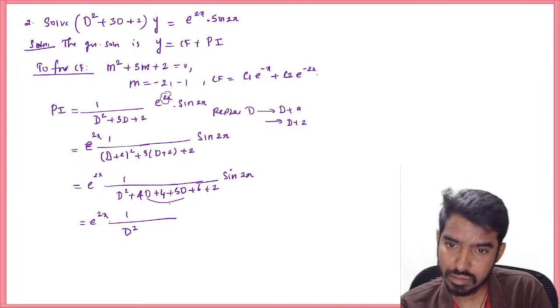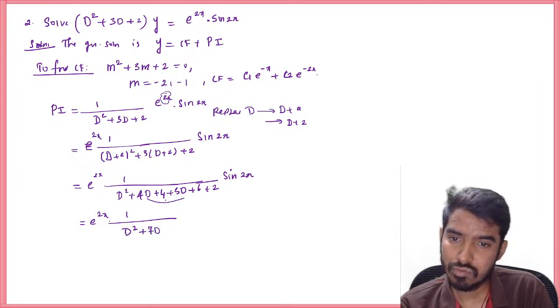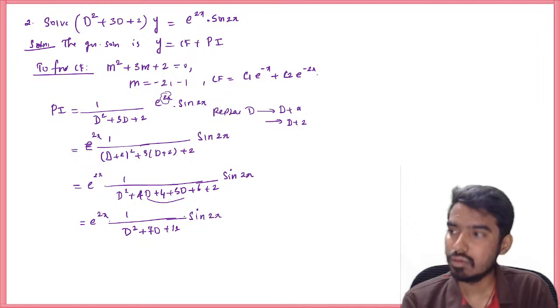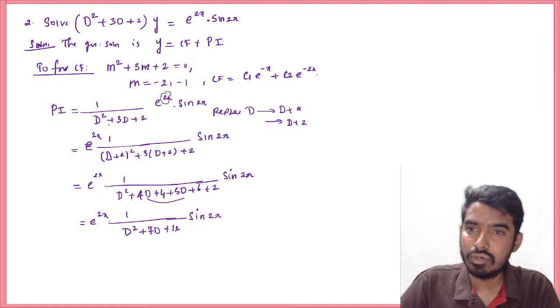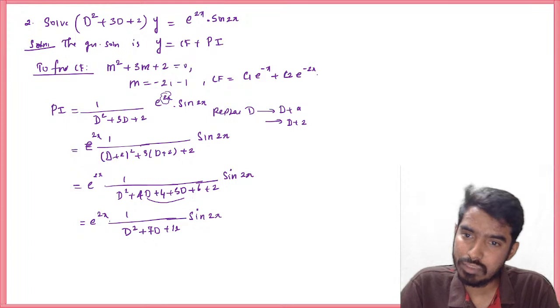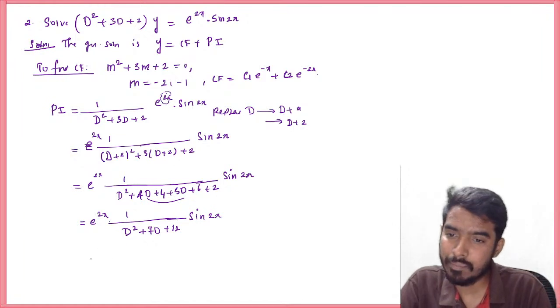This will be 7D. 4 plus 2 is 6, 6 plus 2 is 12, to sin 2x, right? So D plus D by D plus 2, D square plus 4D plus 4, 3D plus 6, D square plus 7D. Okay, so this you have to apply type 2 here.